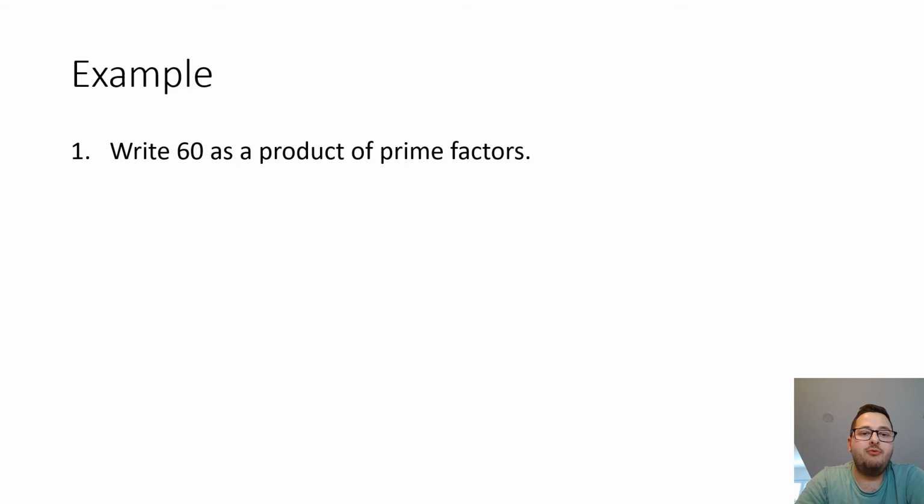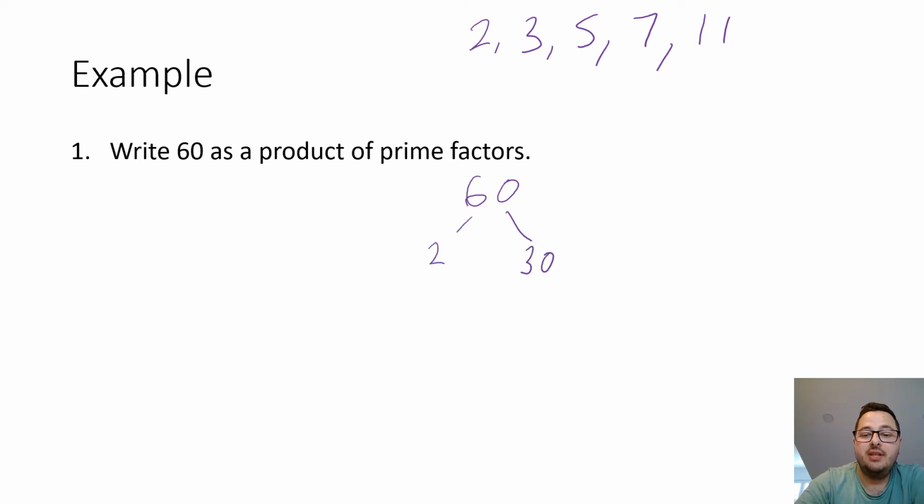Question 1 says write 60 as a product of prime factors. Again, let's get my little list of primes down so we've got things to look at. We're starting at 60. Can I divide that by 2? Yes, it is going to be 2 times 30, and I shall circle off the 2. Can I divide 30 by 2? Yes, that is going to be 2 times 15, and again I can circle off the 2.